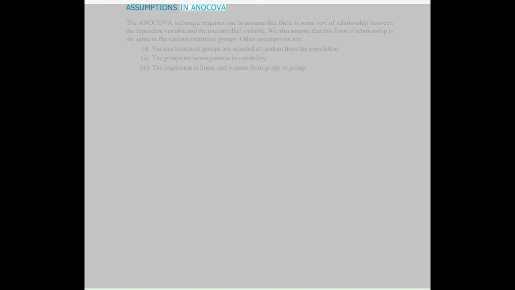Assumptions in ANOCOVA. The ANOCOVA technique requires one to assume that there is some sort of relationship between the dependent variable and the uncontrolled variable. We also assume that this form of relationship is the same in the various treatment groups. Other assumptions are: 1. Various treatment groups are selected at random from the population. 2. The groups are homogeneous in variability. 3. The regression is linear and is same from group to group.